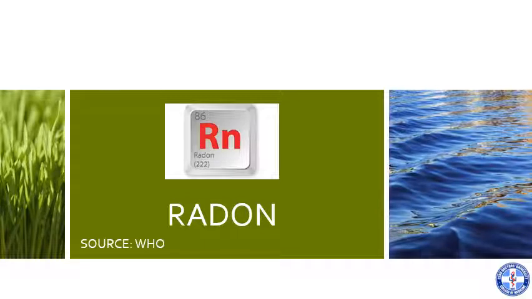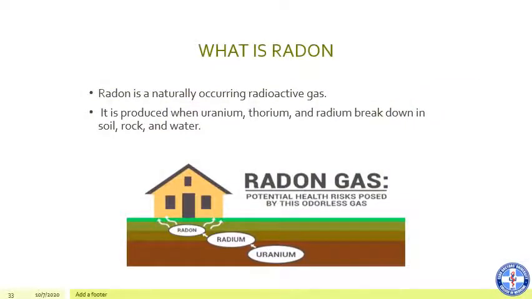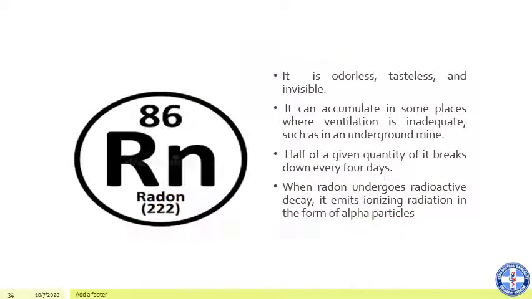After learning about the three most common heavy metals, let us now proceed to radon. What is radon? Radon is a naturally occurring radioactive gas. It is produced when uranium, thorium, and radium break down in soil, rock, and water. Radon is odorless, tasteless, and invisible.